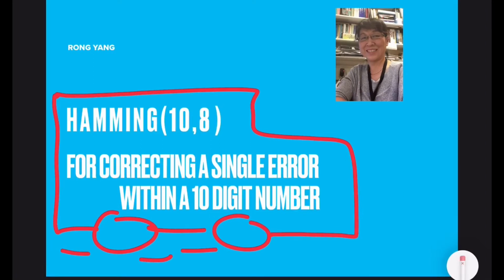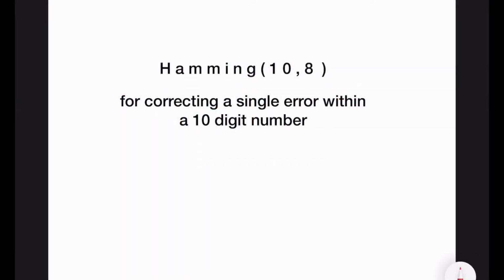This video uses a simple example to explain how Hamming code works for correcting a single mistake in a 10-digit number. Let's say we have a number like this. Then after transmission, it is read as this. Somehow a mistake happened. There is one mistake here: 1 is read as 7.